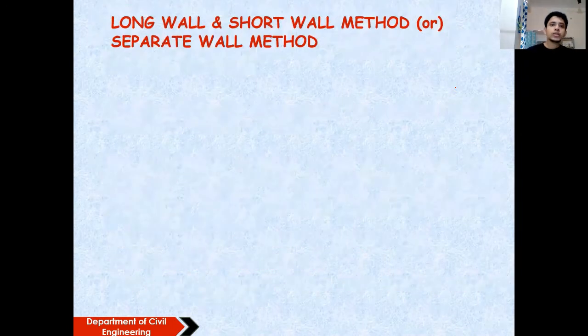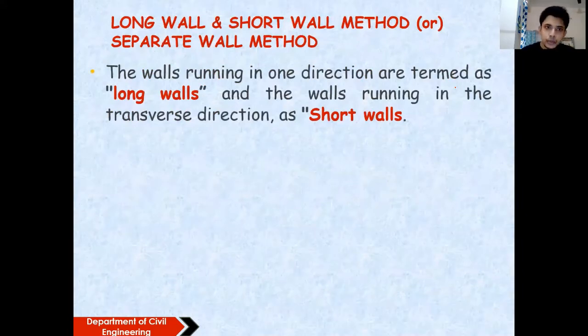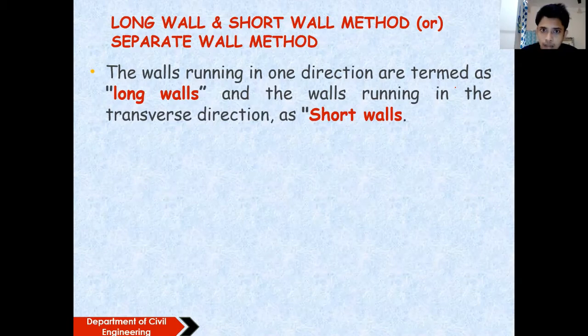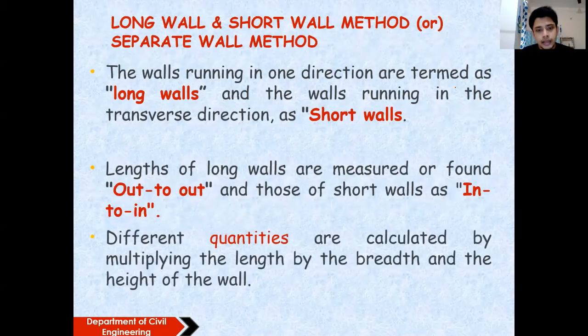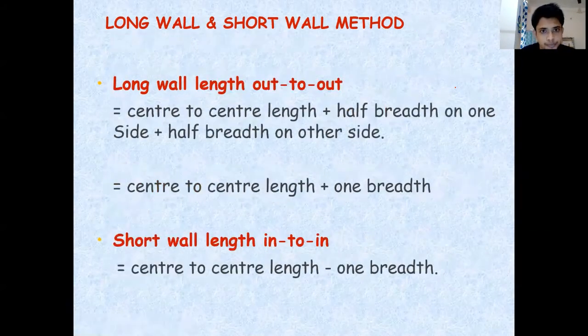Now in the long wall and short wall method, what do we do? One direction, the longer direction, will be termed as long wall and the shorter direction will be termed as short wall. And then in the longer direction, we will measure from out to out. And in the shorter direction, we will measure from in to in. And these different lengths then will be multiplied with the breadth and height to get the volume of the work.